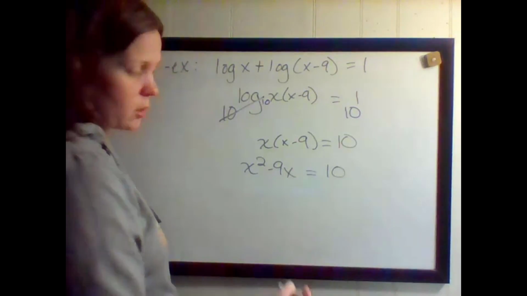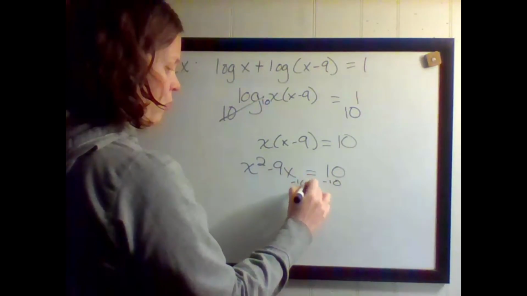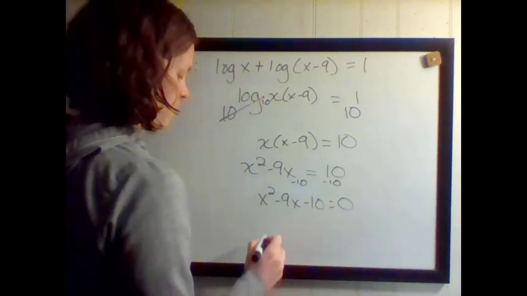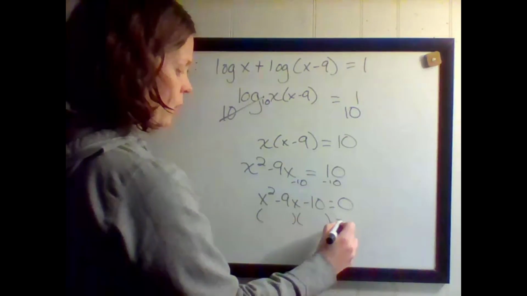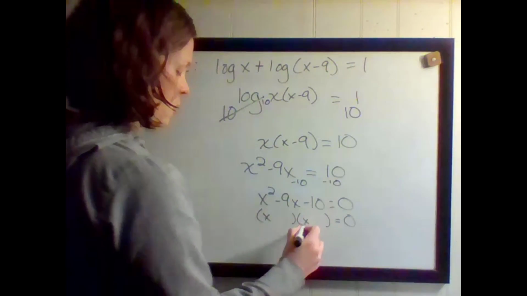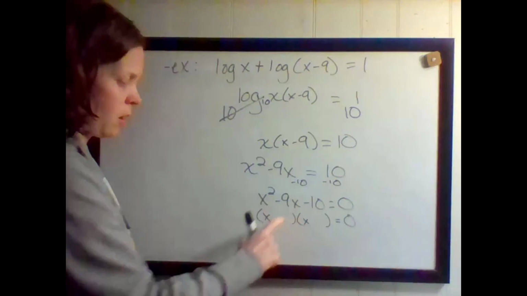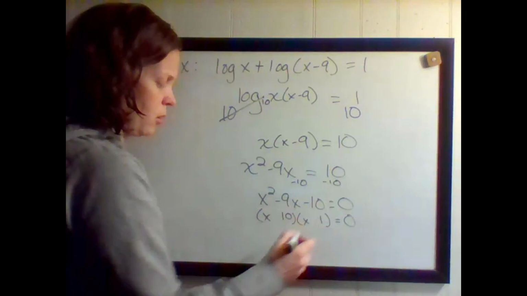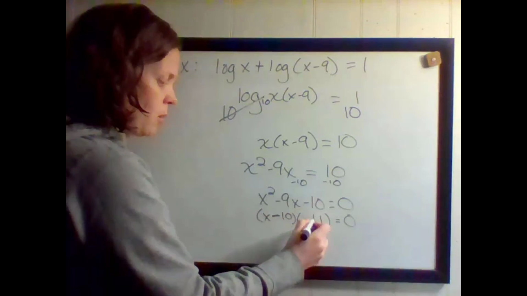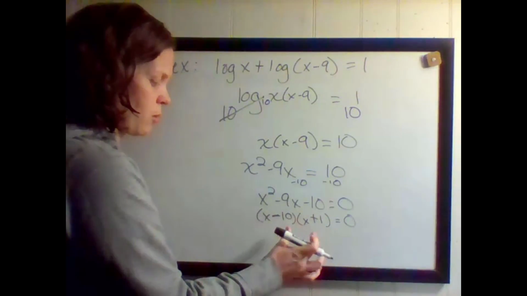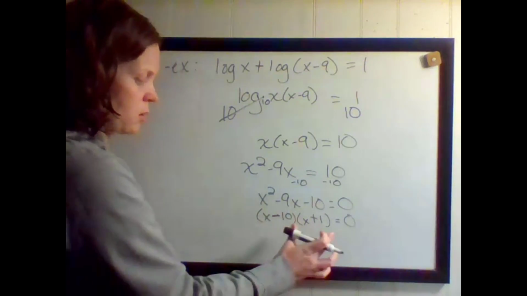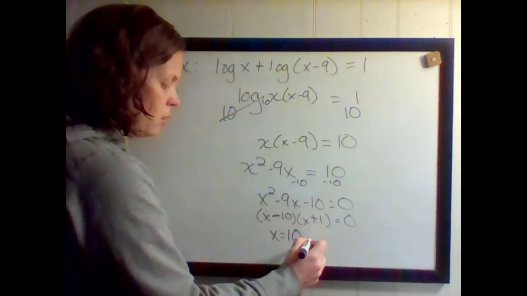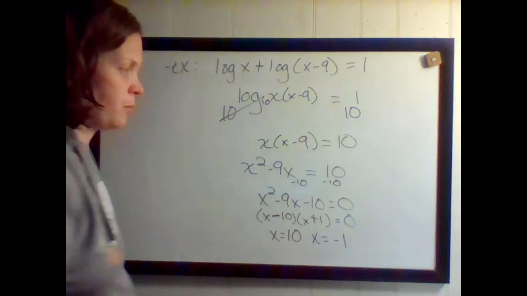So I've got an x squared. Usually to solve these, I have to set it equal to 0. I'm going to move the 10 over. x squared minus 9x minus 10 equals 0. And let's see if I can factor this. Looking at the 10 and the 9, 5 and 2 is not going to work, but how about 10 and 1? If I have a minus 10 and a plus 1, outer is plus 1x, inner minus 10x to get my minus 9x, last is minus 10. So that means I get x equals 10 and x equals negative 1.